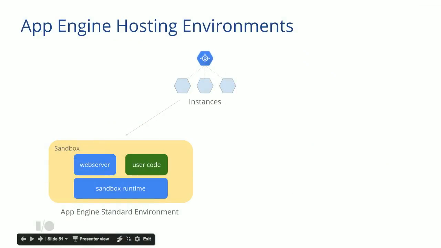So we have two flavors, and they changed names not that long ago. They used to be called App Engine and Managed VMs, and now they're called App Engine Standard Environment, which is the one that I was talking about. You run in a sandbox, and everything is awesome as long as you match the constraints that we have.